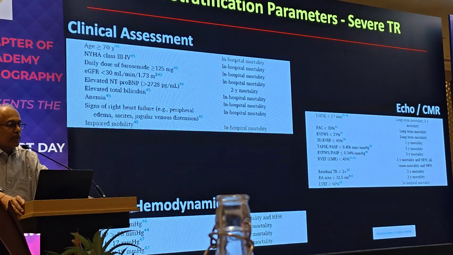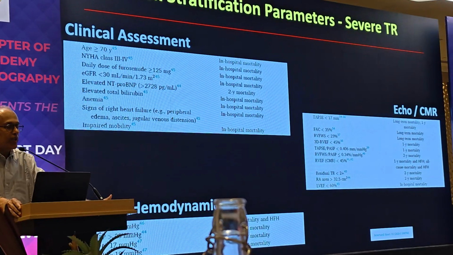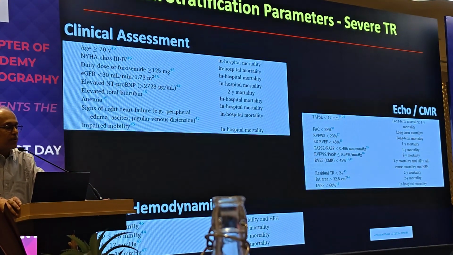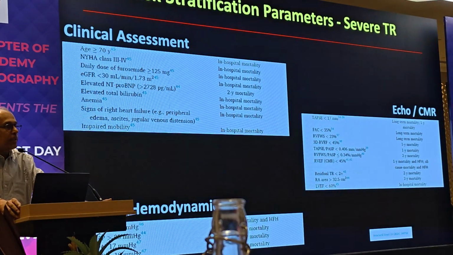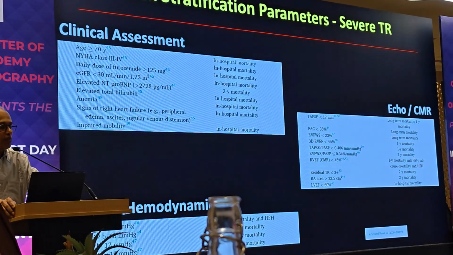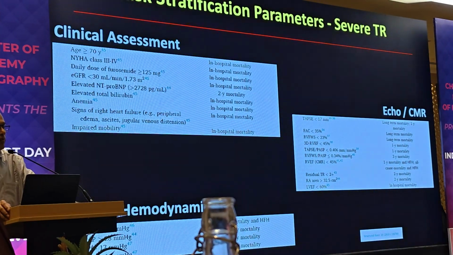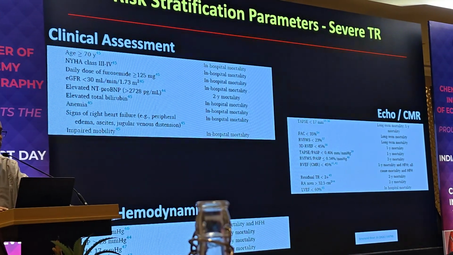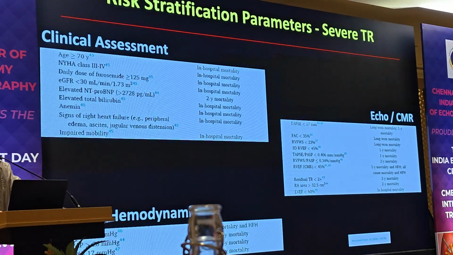Now, as far as risk stratification is concerned, whenever there's severe TR, we look at three broad areas. We look at the clinical assessment, looking at the age, the older the age. This is about in-hospital mortality. So look at the age, the effort tolerance, and the amount of diuretics that are needed. And in terms of labs, the eGFR going down, the NT-proBNP going up, the bilirubin going up, and then the anemia, and then the peripheral signs.